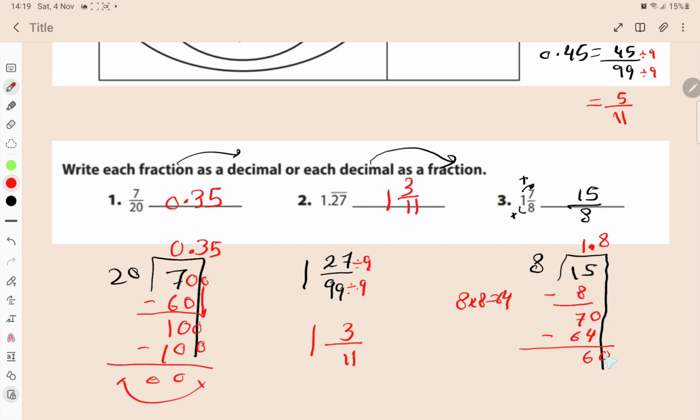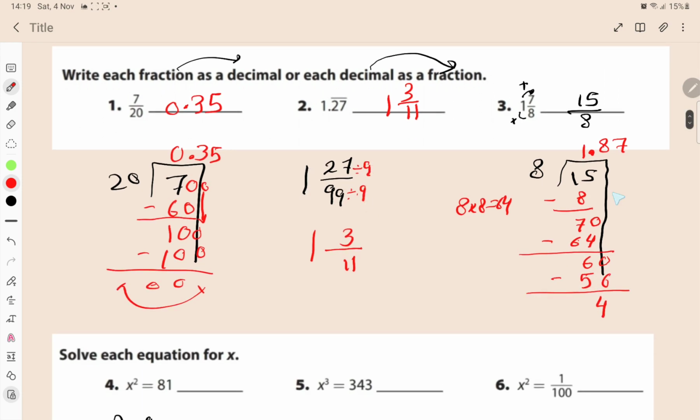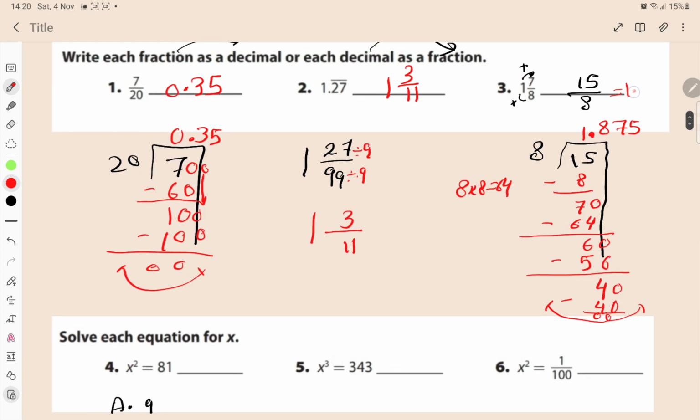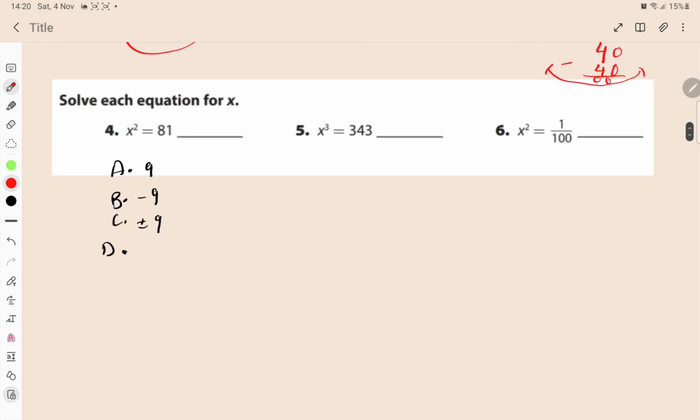60. I dropped another 0, so 60. 60 divided by 8 is 7. 7 times 8, 56. Subtract. 60 minus 56 is 4. Drop a 0. 40 divided by 8 is 5. 5 times 8 is 40. Subtract. It will be 0. So the answer is 1.875. Very good.